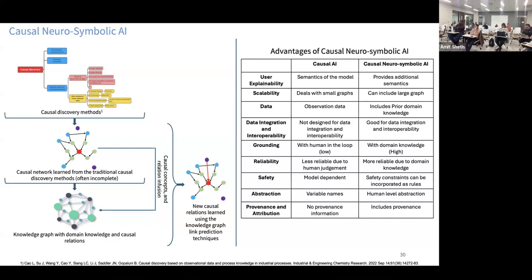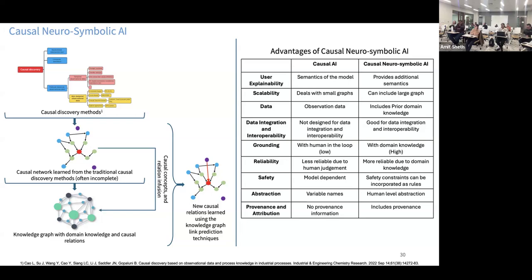So what are some of the advantages of doing so? Causal AI by itself is user explainable. We saw it from the Bayesian network in the previous slides: C causes B, everybody understood it. A causes D, everybody understood it. Causal neuro-symbolic AI provides additional semantics. There could be some additional properties of node C, and some additional properties of node D, which can be incorporated from neuro-symbolic AI.